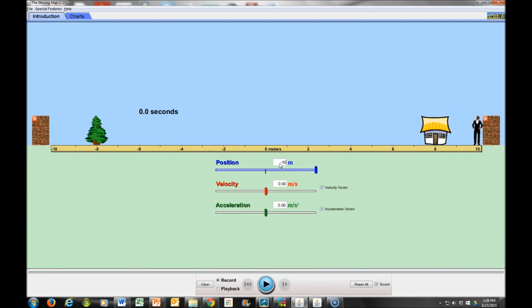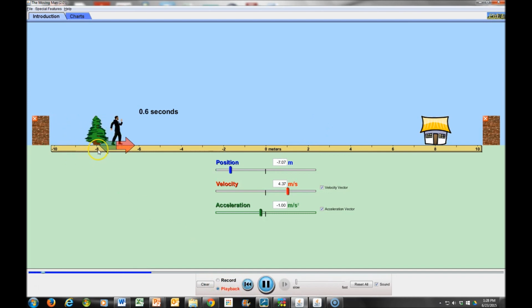So let's put him back here at -10. And we're going to give him a velocity this time of +5. And we're going to make his acceleration -1. So what this means is that he's moving fast quickly. And notice he's starting to slow down and slow down and slow down. So he's getting slower and slower, right? Let's play this back in slow motion.